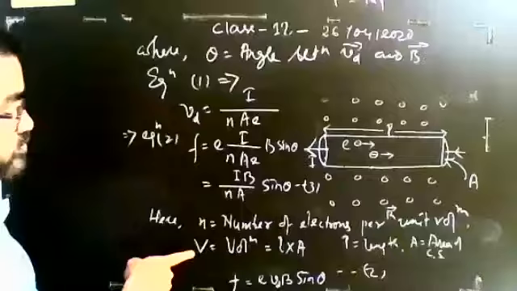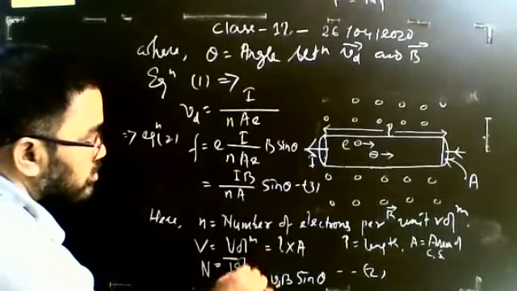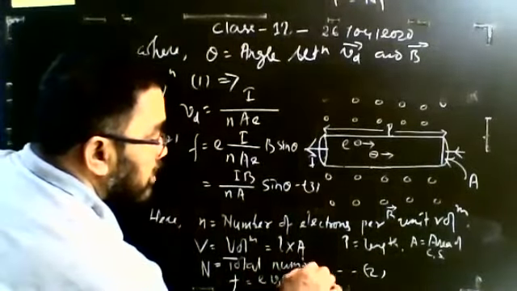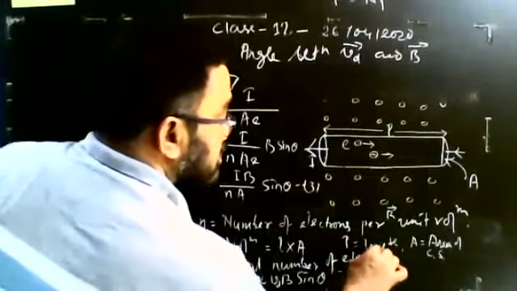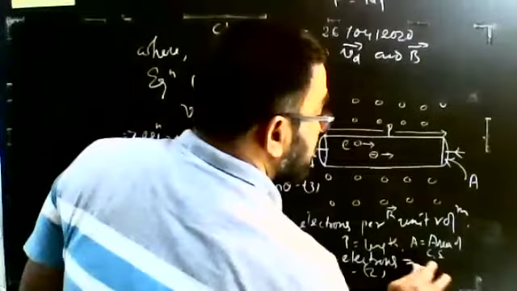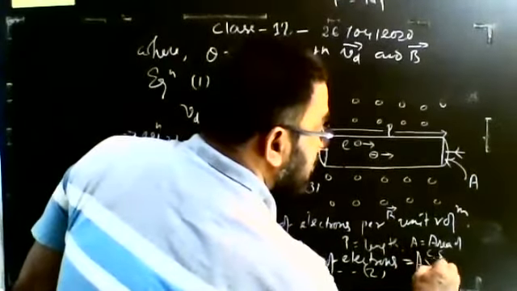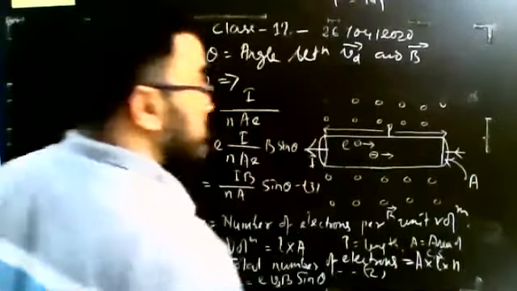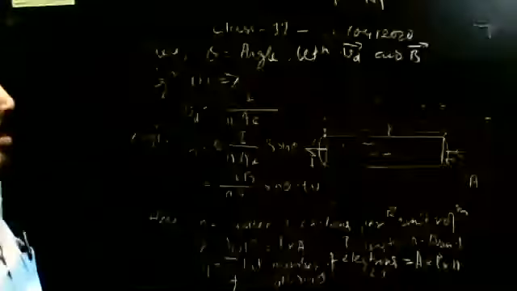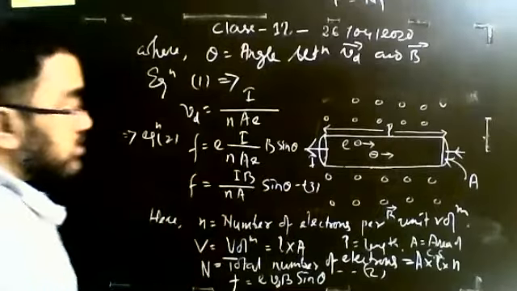So if you multiply this volume by n, the number of electrons per unit volume, what will be the total number of electrons? Capital N is V into small n. V is what? A into L. So A into L into small n gives the total number of electrons in this conductor.